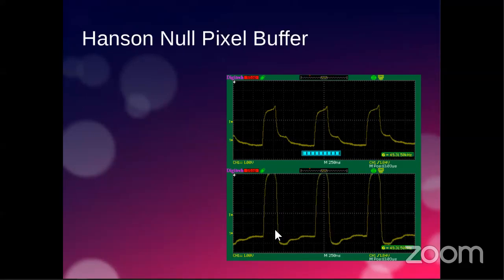This is the Hansen null buffer. You can see that this really does drive the signal pretty hard and squares the signal up pretty dramatically. The capacitance effects are still there. Obviously, I'm running this over the speaker wire, and so you are going to get a bit of the capacitance effects there, but it does drive the signal a lot harder, and that helps.